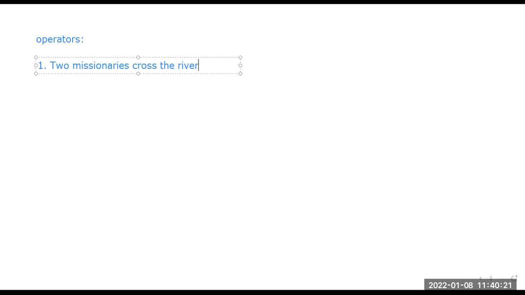So I am writing the first scenario. First time I am taking 2 missionaries, and that cannot be possible. So this scenario is not possible. Now my second scenario: 1 missionary and 1 cannibal.